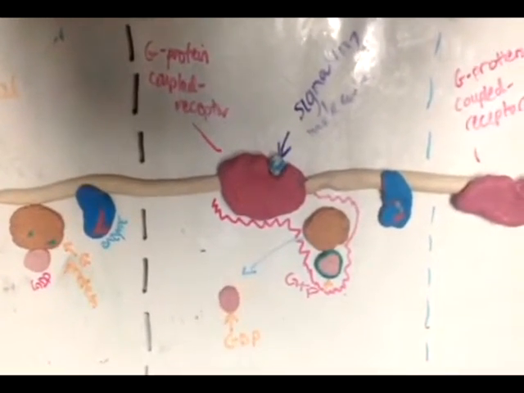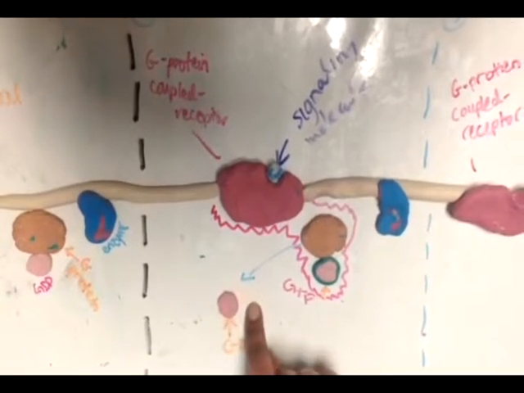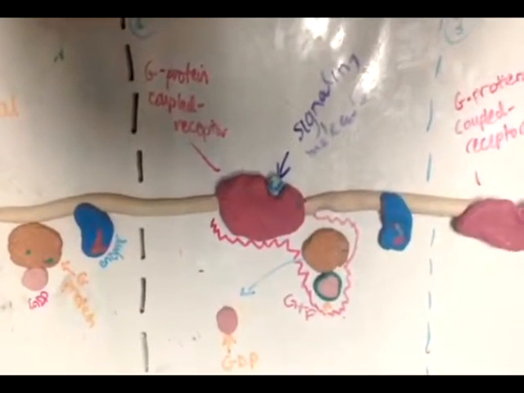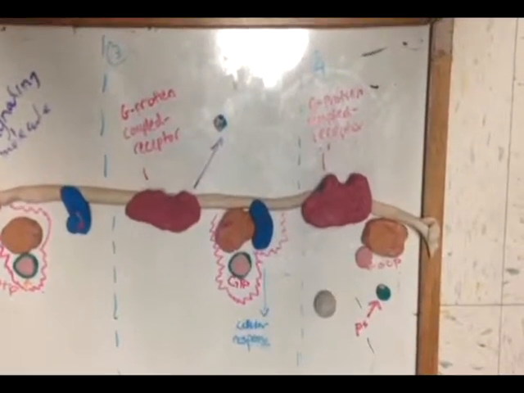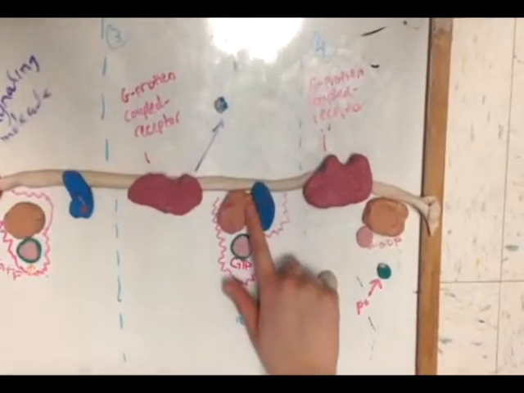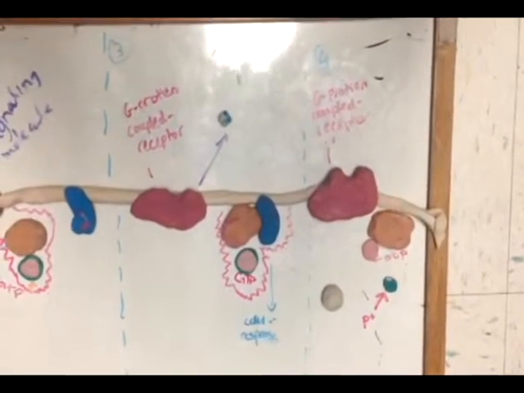This causes GTP to replace GDP, which activates the G protein. Once it is activated, the G-protein leaves the receptor, diffusing along the membrane. It will then bind to some enzyme, altering the shape of the enzyme as well as its activity.